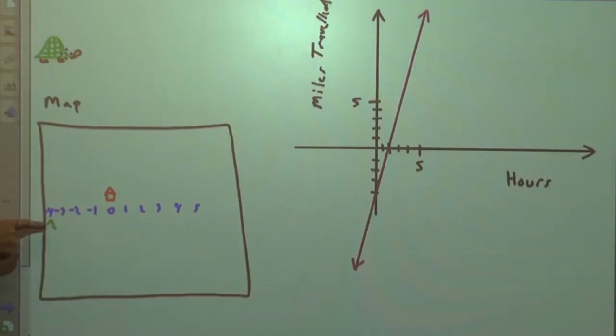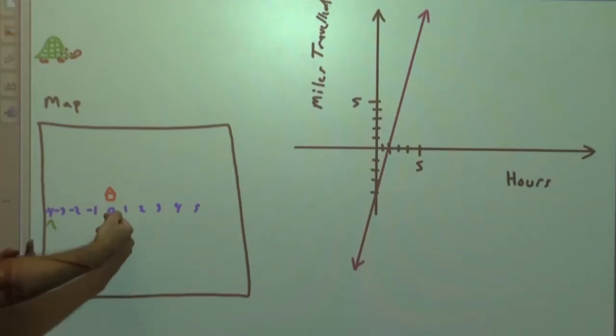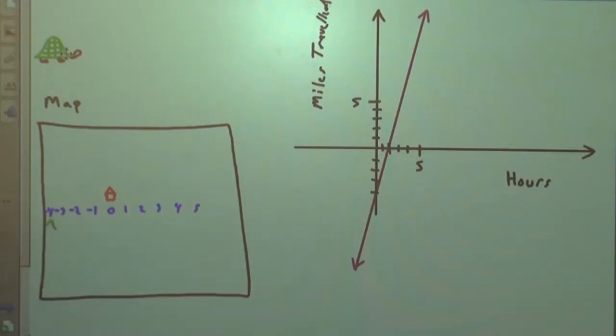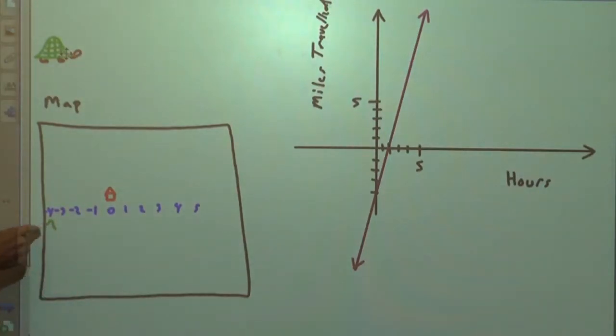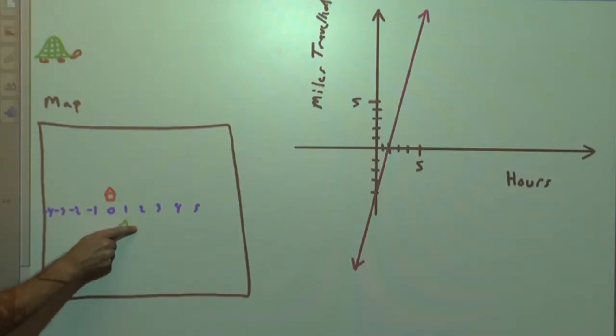So look, here's the little turtle on this map. The house is here. We'll say that's 0. And this is 1, 2, 3, and 4 miles to the west. And this is 1, 2, 3, 4, 5 miles to the east. The turtle is starting out 4 miles due west of the house. And this little Hummer is moving real slow, about 2 miles per hour. So after about 3 hours, it makes it 2 miles east.